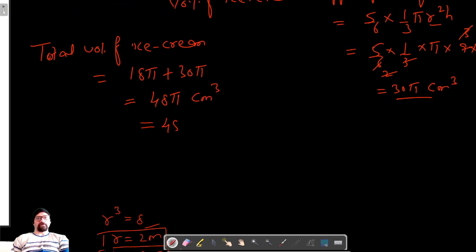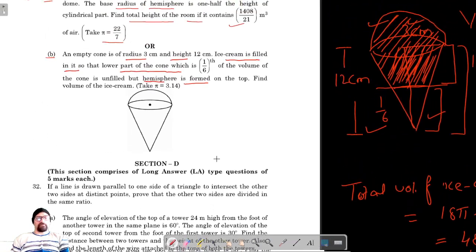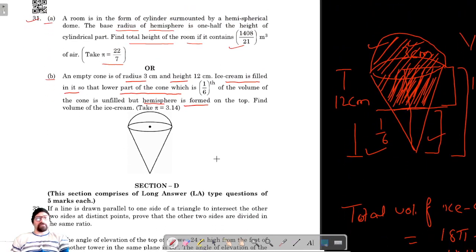And now this is 48 into 3.14. If we calculate this, this will give me 150.72 centimeter cube. So this solves our question number 31, and let's move on to question number 32.